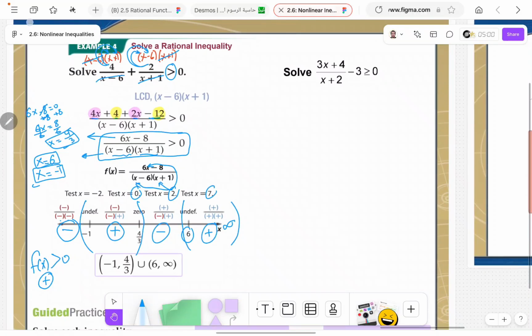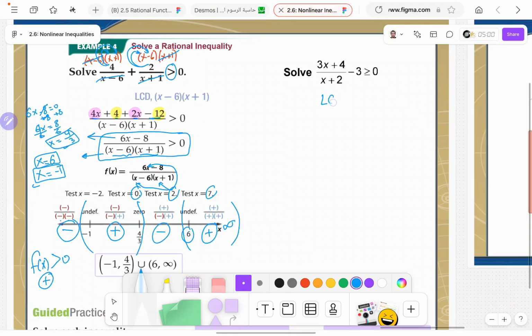Let's do this together here. Let's find the LCD in this term. So the LCD here is equal x plus 2. Now after we find the LCD, let's multiply the LCD in every term. So x plus 2 here, and x plus 2 here. And now first we cancel this one with this one, so it becomes 3x plus 4, minus 3x plus 2 greater than or equal to 0. Sorry, let me redo this, it is wrong.